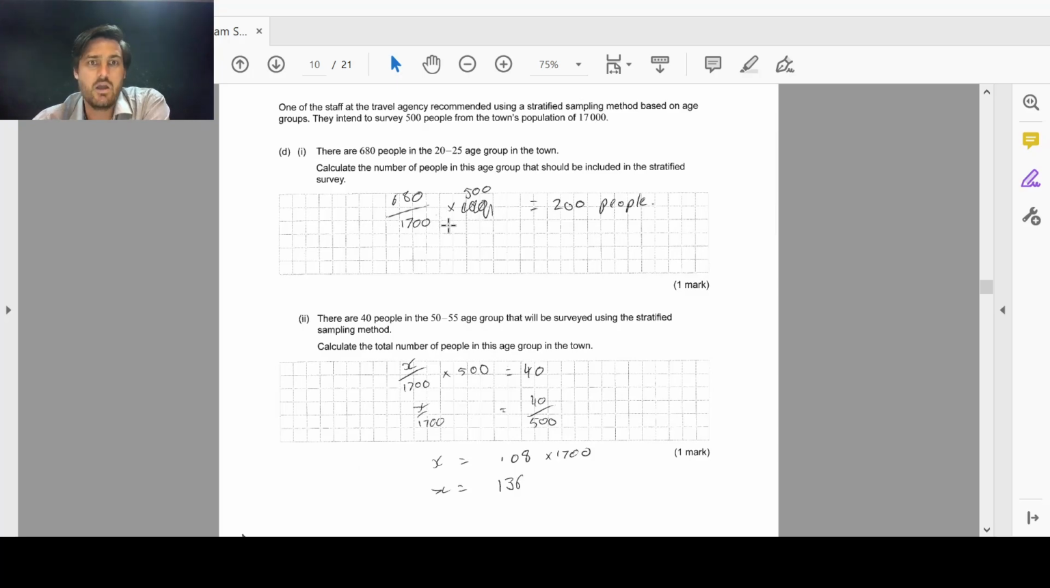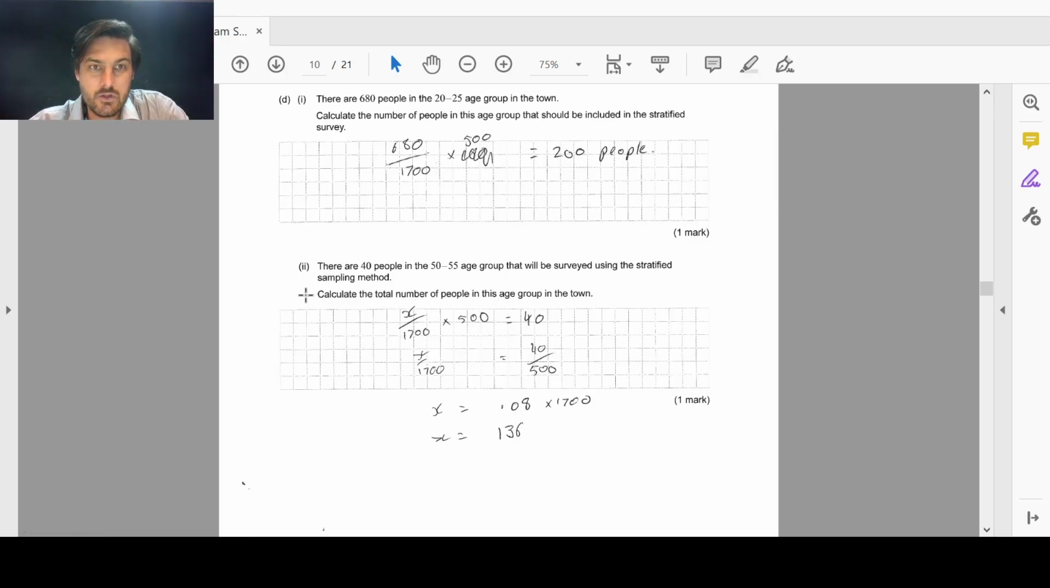No, that's fine. Hang on, give me 2 seconds. I'm just going to double check, because I've forgotten a zero there at the 17,000. So 680 divided by 17,000 times by 500. Yeah, it should be 20 people rather than 200. Okay, so my mistake.